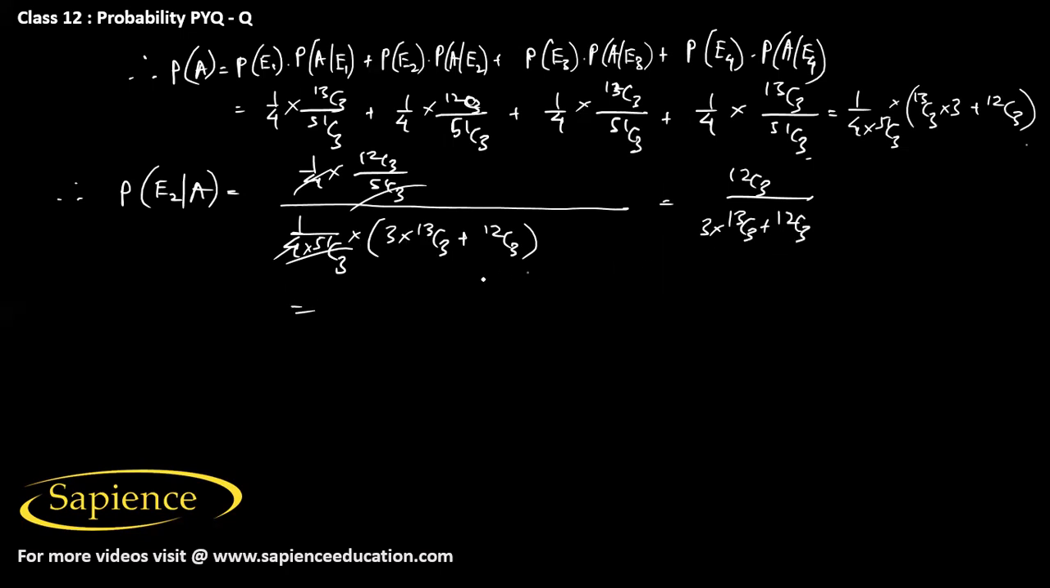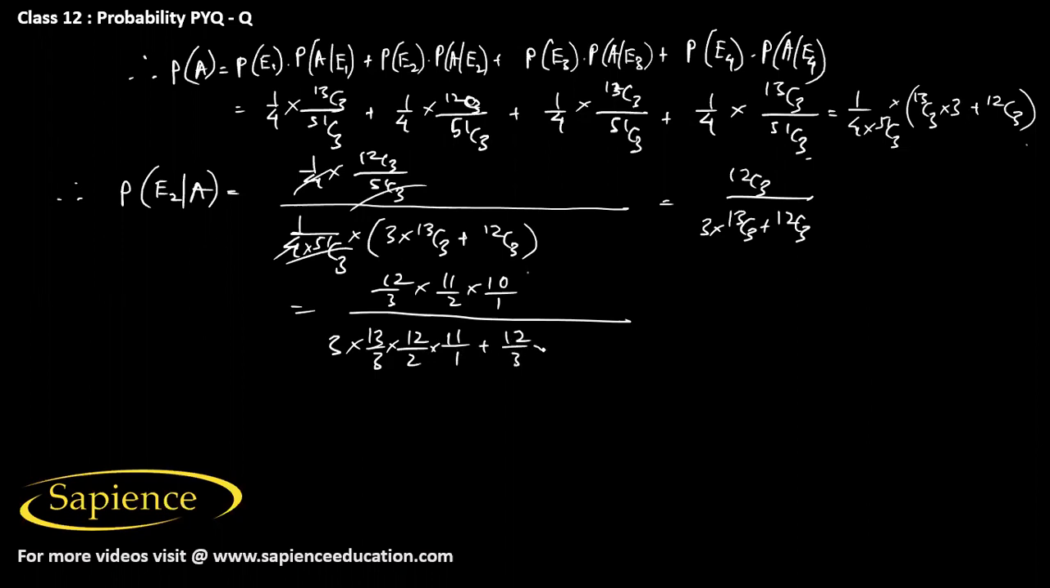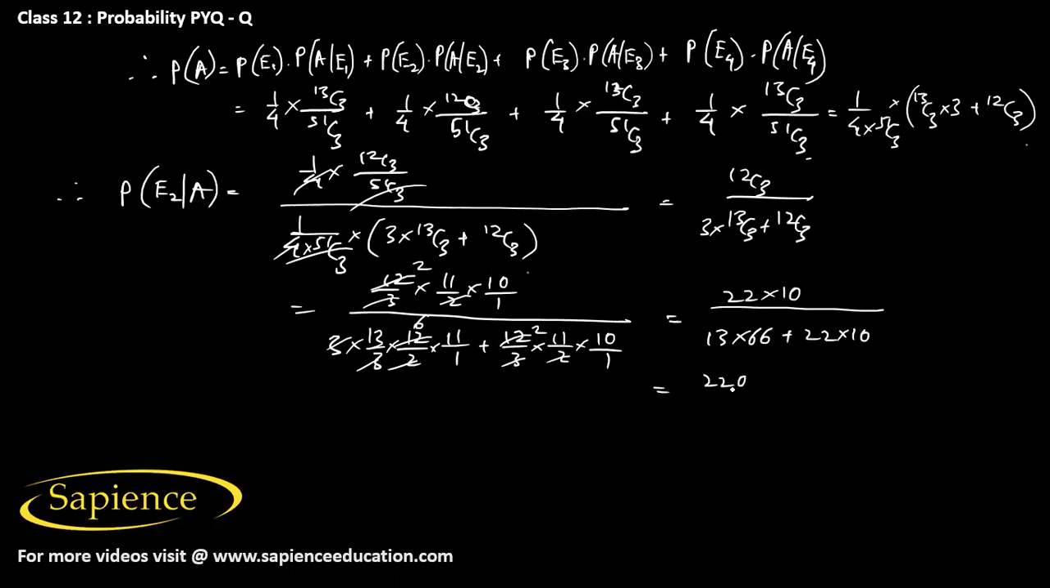So 12C3 means 12 by 3 into 11 by 2 into 10 by 1, divided by 3 into 13 by 3 into 12 by 2 into 11 by 1, plus 12 by 3 into 11 by 2 into 10 by 1. So 6 2s are 12, and here also 6 2s are 12, and this 3 will cancel, and 2 6s are 12. So this is 22 into 10 divided by 13 into 66, plus 22 into 10.